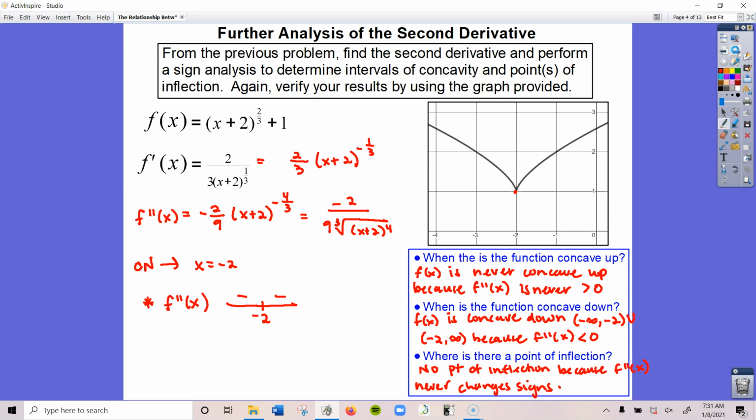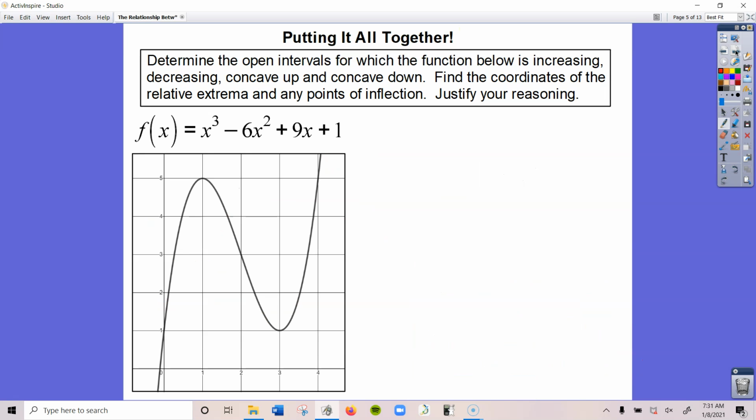Now let's look at putting all of this together. Here we have a function, and again, I'm giving you the graph just so that you can confirm all of your analysis from the graph. But we're going to do all of this by hand as if we didn't have the graph. So it says here to determine the open intervals for which the function below is increasing, decreasing, concave up, and concave down. And then we're going to find the coordinates of the relative extrema and any points of inflection, and then we're going to justify all of the reasoning.